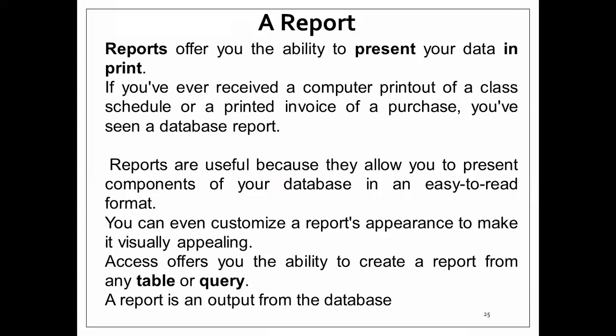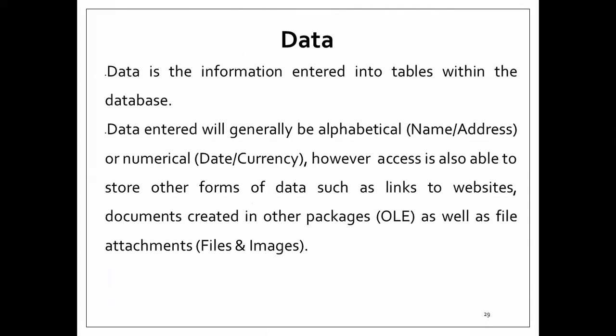All these 4 objects depend on each other, but the most important object is the table. If a table is not there, the report can't be created, the form can't be created, and the query cannot also be designed, because for you to create a form, you must have a table. For you to create a query, you must have a table. For you to create a report, if a report is an output from the database, you must have a table. So those are the 4 objects of our database.